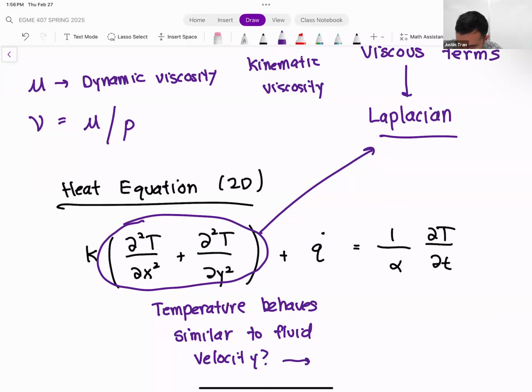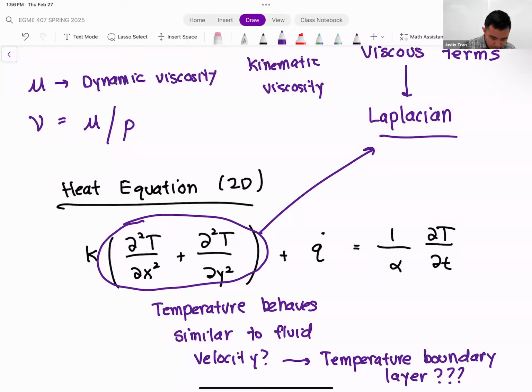Right. And there is one particular thing that I do want to highlight here. In particular, the aspect of temperature that may behave similarly to fluids is the fact that maybe we're also going to have a temperature boundary layer. And of course, the answer is yes. And so, I wouldn't bring that up if it was no. So, yeah. Next thing we're going to go over is the temperature boundary layer and kind of what that represents.